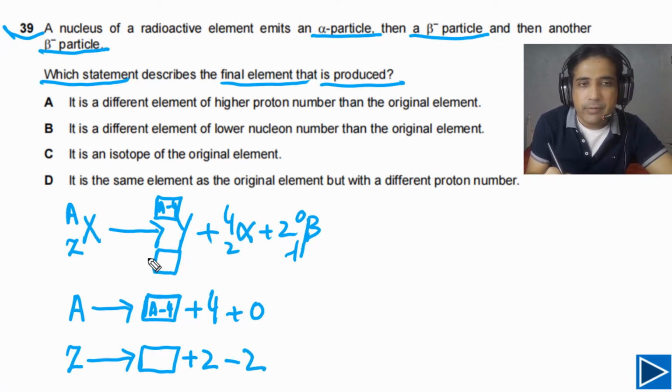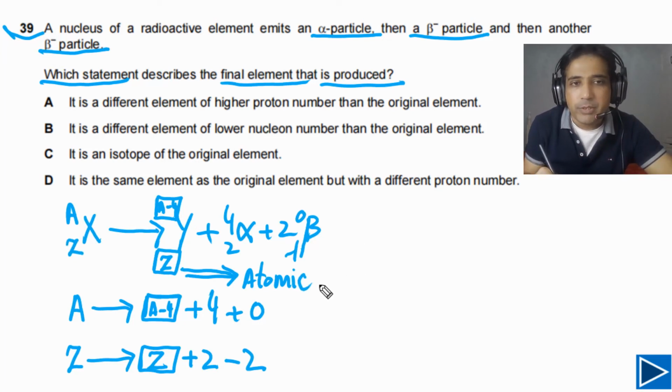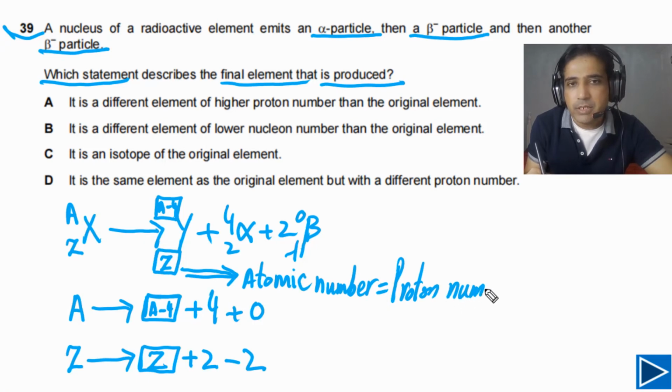Due to this one alpha particle, the atomic number will decrease by 2, but due to the beta minus particles, the atomic number will increase by 2. So it simply means that the atomic number of Y is the same as the atomic number of X. As the atomic number is the same, it means the element is the same. So X and Y nuclei belong to the same element. The atomic number is also equal to the proton number. So as the proton number is not changing, these two nuclei belong to the same element.